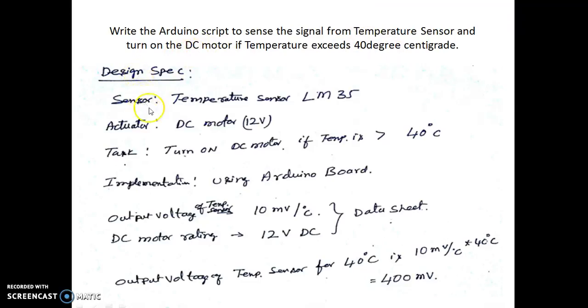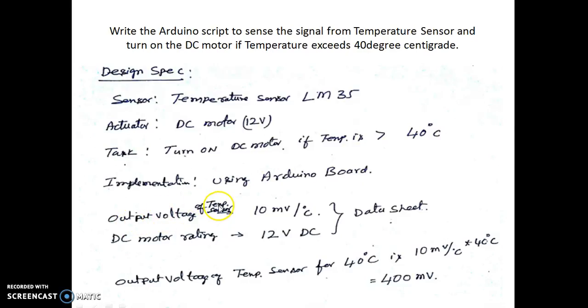Here the design specifications are: the sensor is a temperature sensor, in this case the LM35. The actuator is a DC motor which operates at 12 volts. The task is to turn on the DC motor if the temperature exceeds 40 degrees centigrade. This implementation is done using the Arduino board.